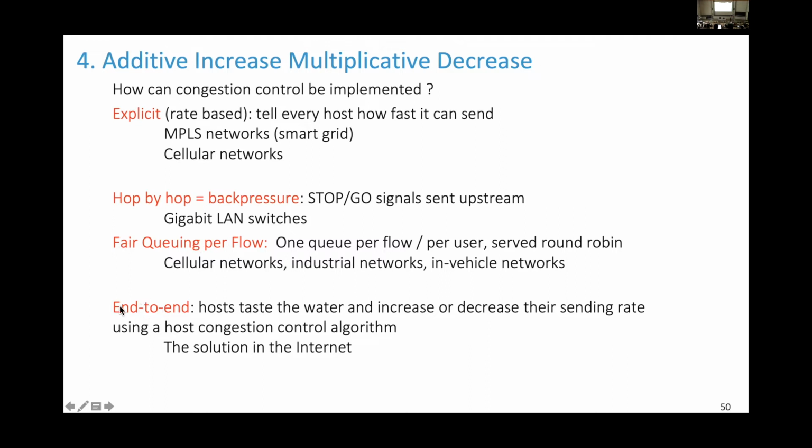What is done in the internet? TCP congestion control is end-to-end. Sources start at a small rate and they taste the water. What it means is they send at some rate. If they receive a positive feedback, they increase their rate. If they see negative feedback, if bad things happen, they decrease their rate.